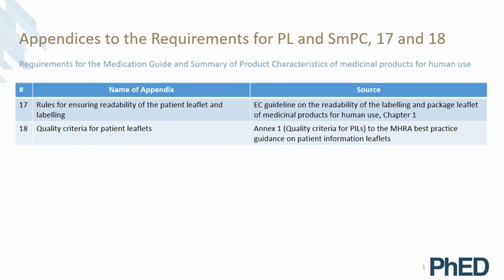Appendix 17 outlines rules for ensuring readability of the patient leaflet and labeling and is based on the European Commission guideline on the readability of the labeling and package leaflet of medicinal products for human use, Chapter 1. Finally, Appendix 18 contains quality criteria for patient leaflets which correspond to the quality criteria for PILs outlined in Annex 1 to the MHRA Best Practice Guidance on Patient Information Leaflets.